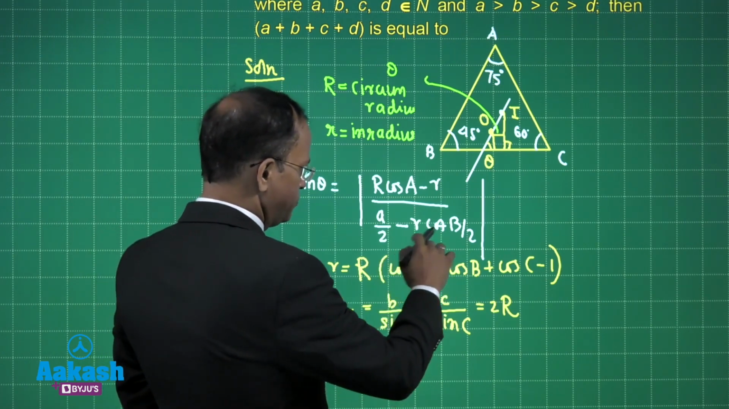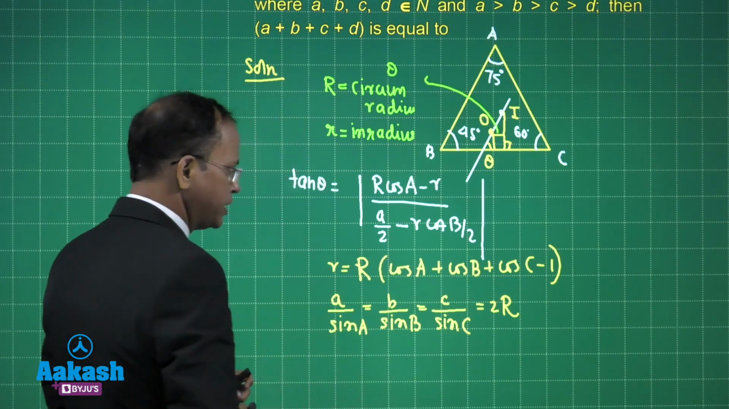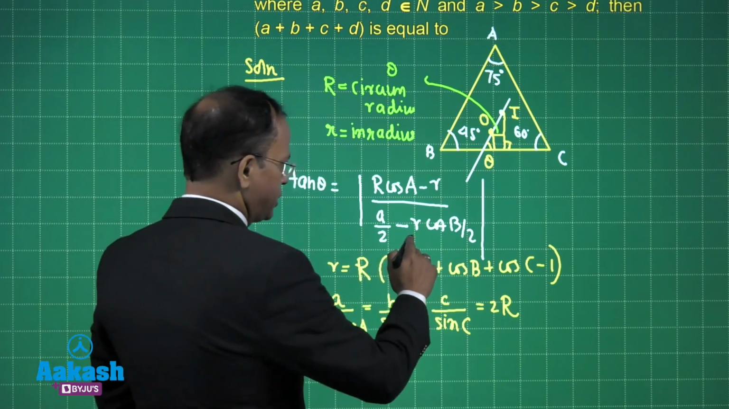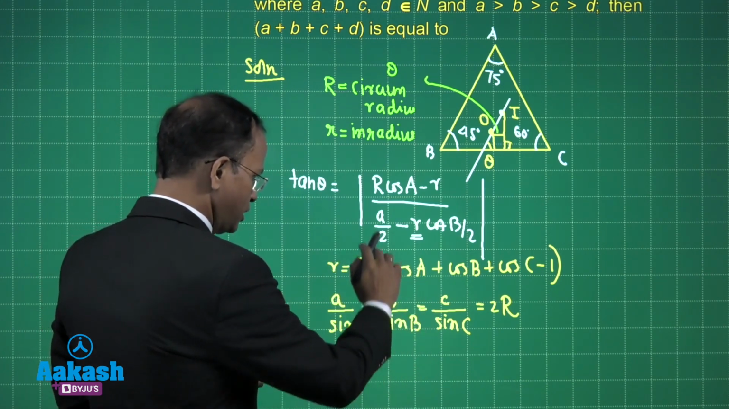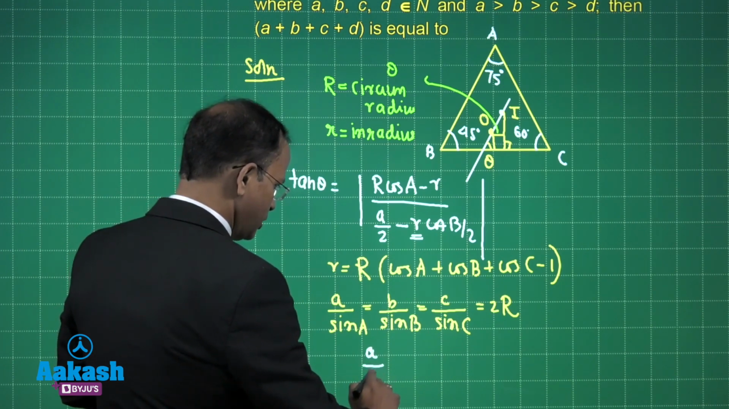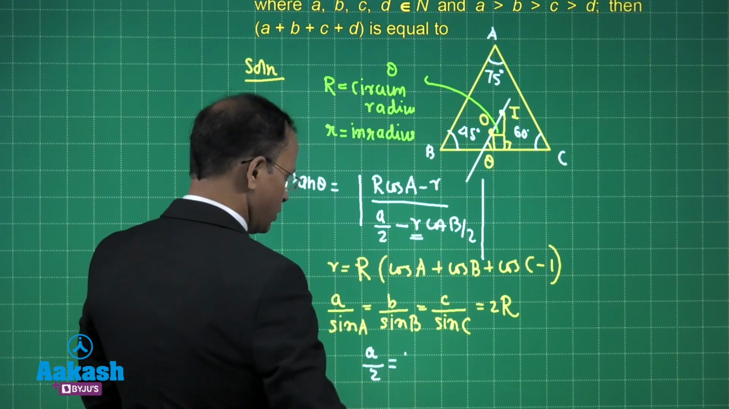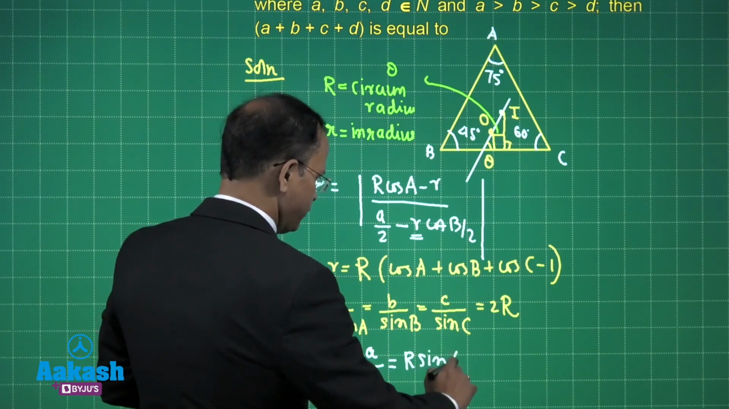R cot B by 2. So, when you talk about r cot B by 2, what does it mean? Again the same thing, we can just have a relation here. So, first of all let us talk about this part. Let me write this as, if I talk about A by 2 here, this is going to be R sin A, right. This is what we have.